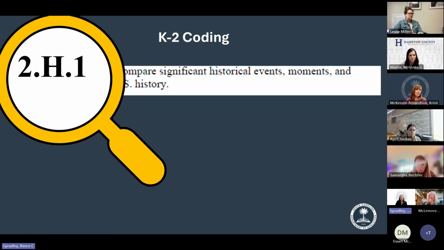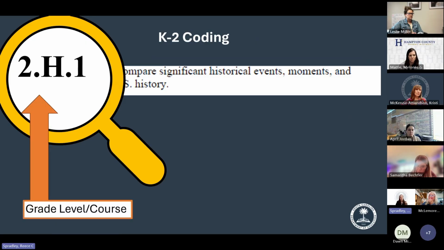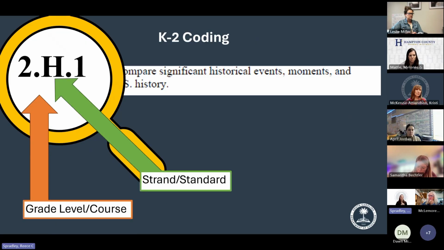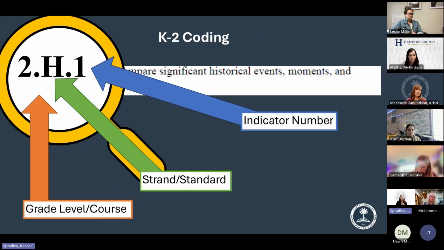So really quickly, the different kinds of coding that we run across before we actually dive into the document. In K2, we have our coding by grade level, strand or standard, and then indicator number. I wanted to bring up the coding because our courses in K2 are organized in a different way than grade 3, which is a little bit different in grades 3 and 4.